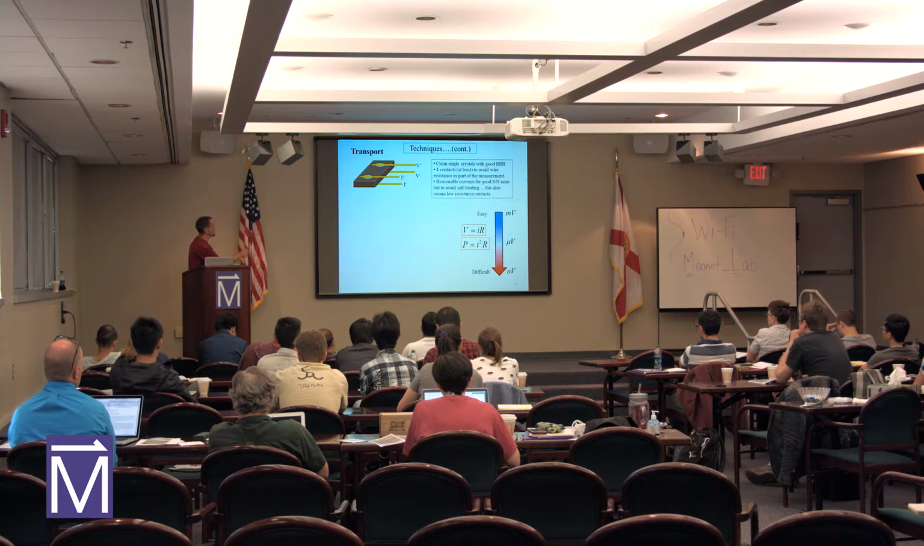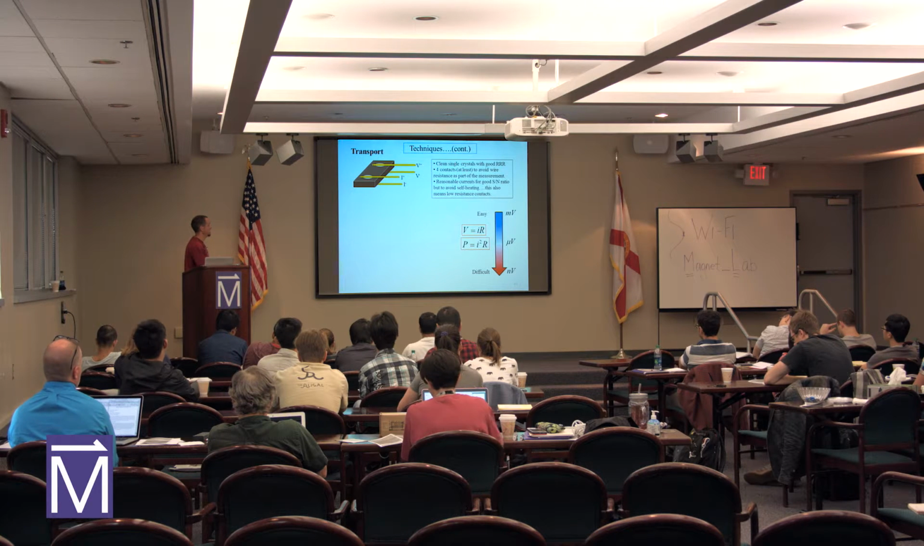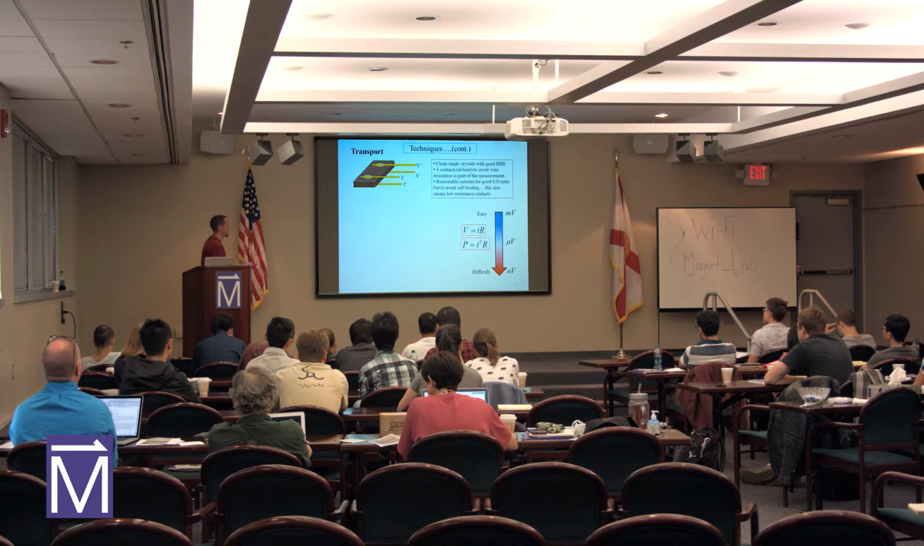We need to set up four good contacts on the sample to avoid measuring the wire resistance of the probe. That's why we don't do two-contact measurements. And we want to use reasonable currents for a good signal-to-noise ratio, but also to avoid self-heating. I heard Tim and Eric both talk about this before. This means low resistance contacts.